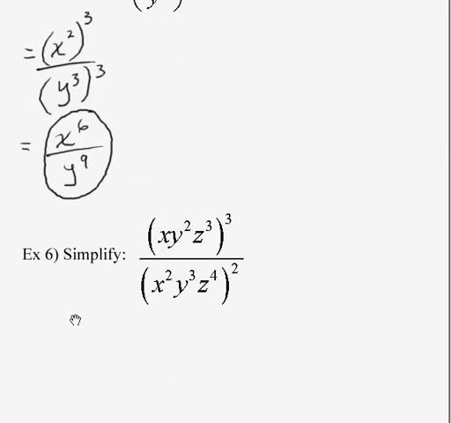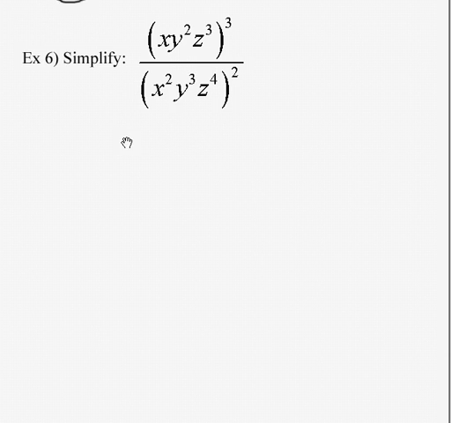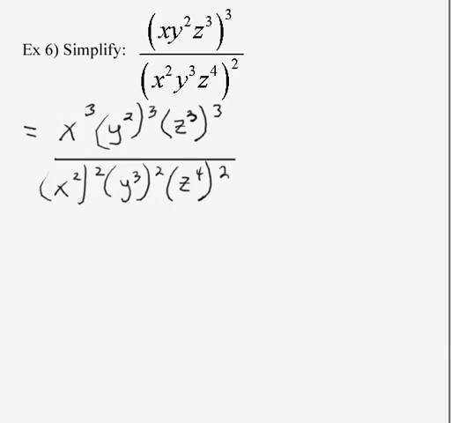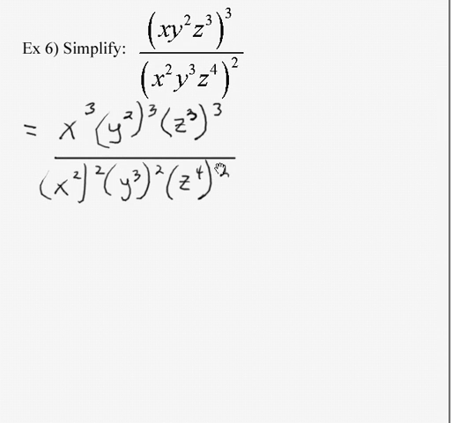Alright, let's look at another one where we have a monomial quantity cubed over another monomial quantity squared. To simplify this, we're going to take x and cube it, take the y squared and cube that, and take the z cubed and cube that. In the denominator, we're going to take the x squared and square that, the y cubed and square that, and the z to the 4th and square that.